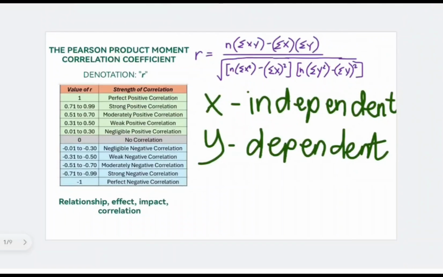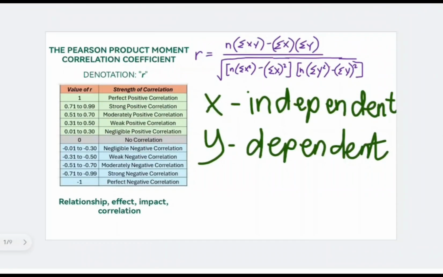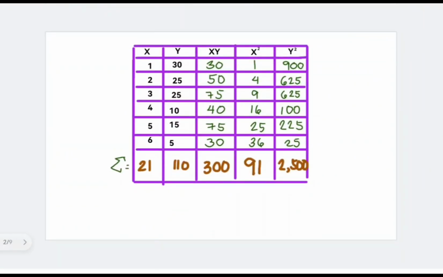Okay, now remember negative 0.924. Let's go back to the description. So where can we find the negative 0.924? It's right over here, and it is interpreted as strong negative correlation. Now, since it's a strong negative correlation, if we're going to plot this one, it looks something like this. So, strong negative correlation, just like that.